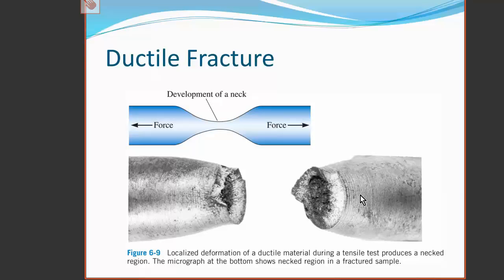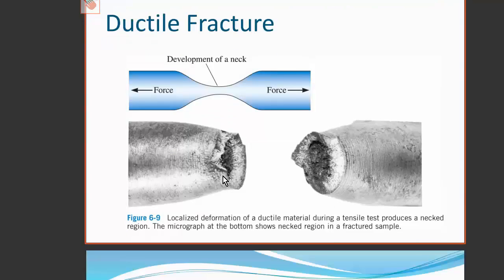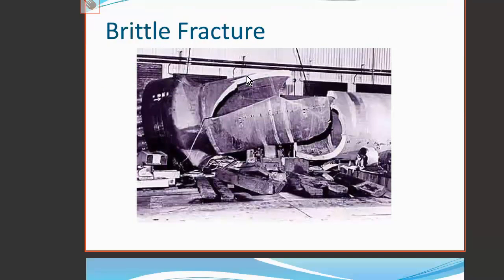Here we see an example of a piece of aluminum that has been stretched, and we get a classic cup and cone fracture. The material tends to form a neck, and at the center of that neck you get tiny voids forming. The voids coalesce to cause a fracture. In a brittle fracture we do not see necking, and the material undergoes a very small amount of deformation.